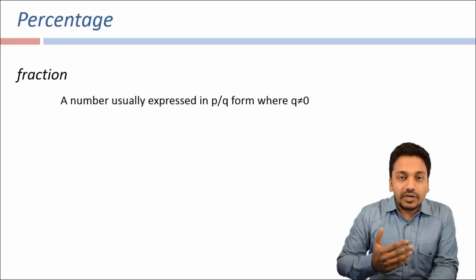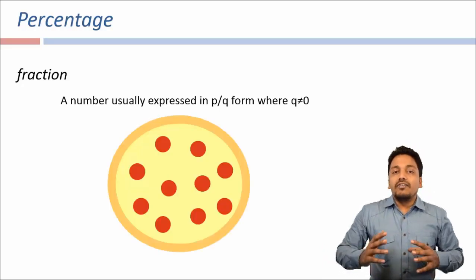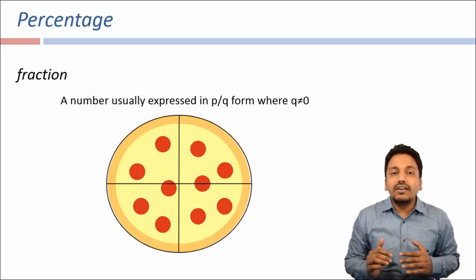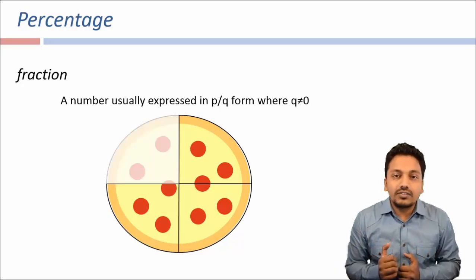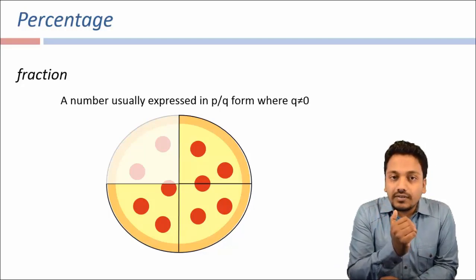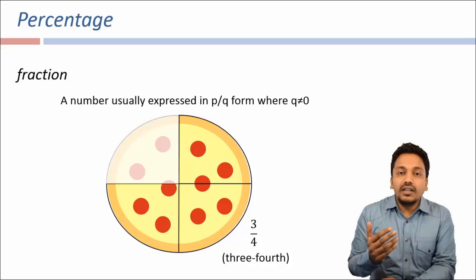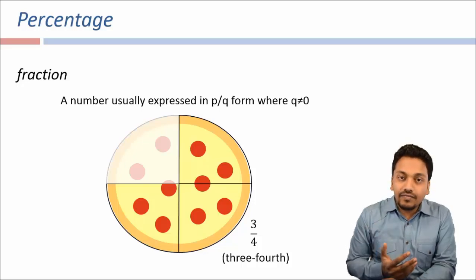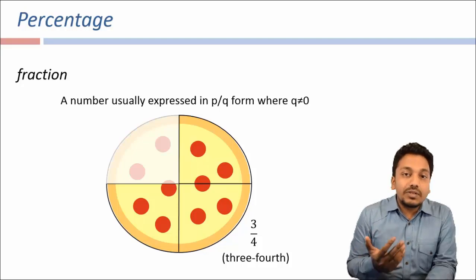Let us see the interpretation part of fractions. If I have a pizza and I cut it into 4 equal parts, and if I have 3 of these equal parts, what does that mean? I have 3/4 of the pizza. So this fraction 3 by 4 represents these remaining slices of pizza. 3, the numerator, represents the number of slices I have, and 4, the denominator, tells us how many slices the pizza was cut into.